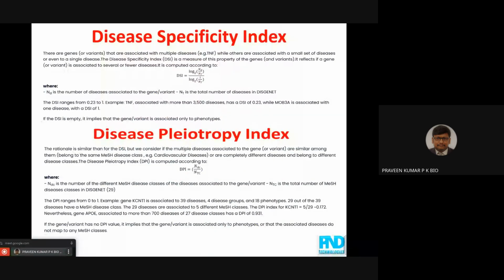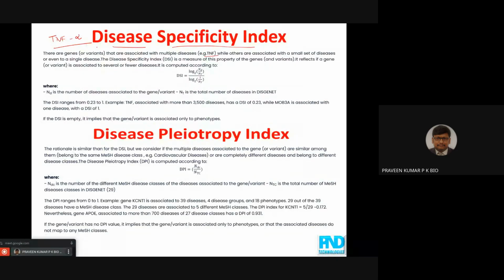There are some specific terminologies in the disease zone. For example, disease specificity index. What is disease specificity index? There are genes that are associated with multiple diseases. Example, tumor necrosis factor. Tumor necrosis factor is, of course, an important protein. If you have more tumor necrosis factor alpha, we are not prone to cancer, because the name itself implies this is a most important group of proteins responsible for combating cancer. Like how the immune cells can combat cancer, even these proteins alone can also combat cancer.